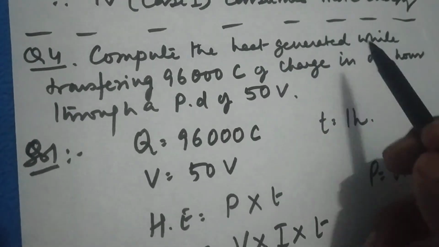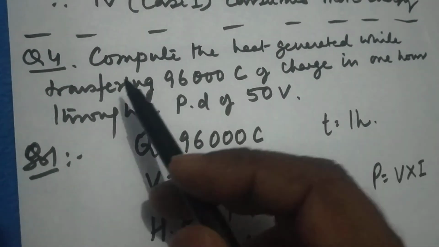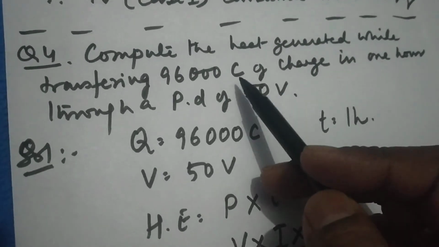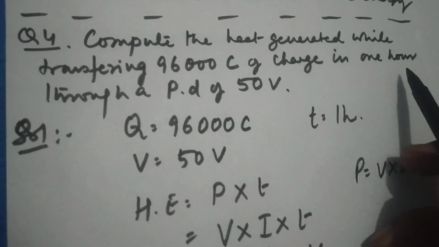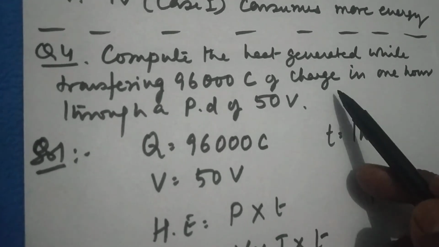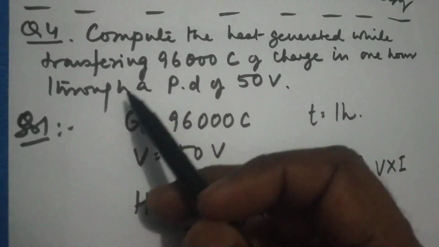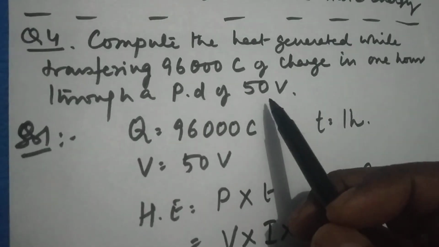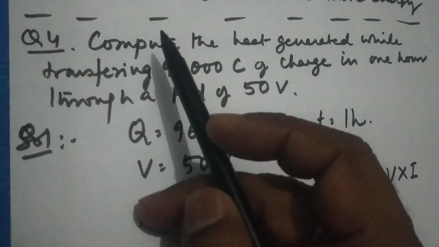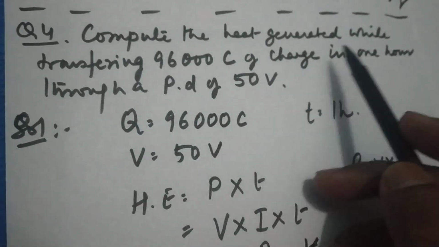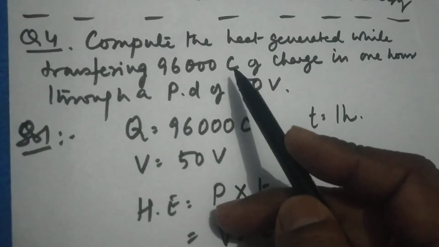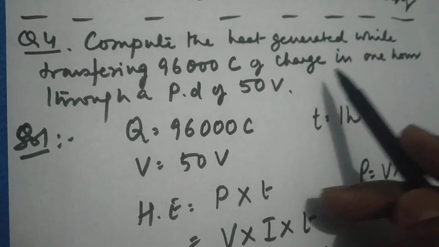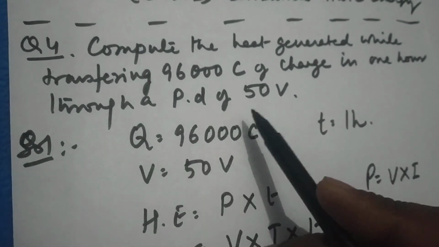Compute the heat energy generated which is transferred by 96,000 coulomb of charge used for 1 hour with a PD of 50 volt. I'm reading the question once again. Compute the heat energy generated while transferring 96,000 coulomb of charge in 1 hour through the PD of 50 volt.